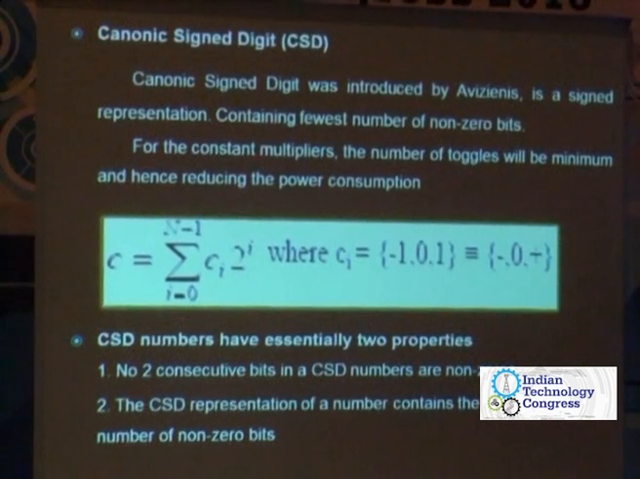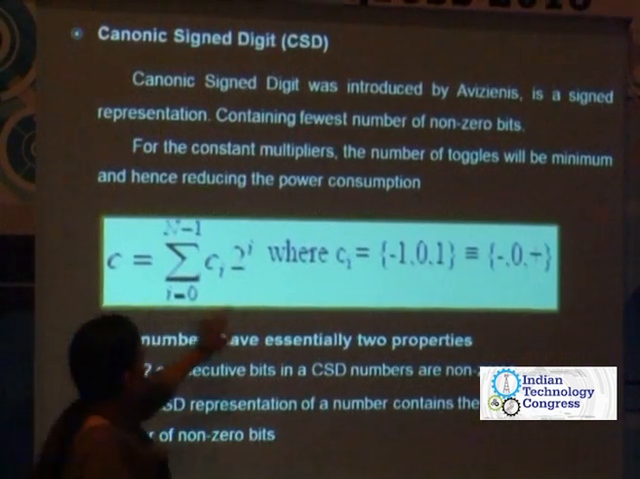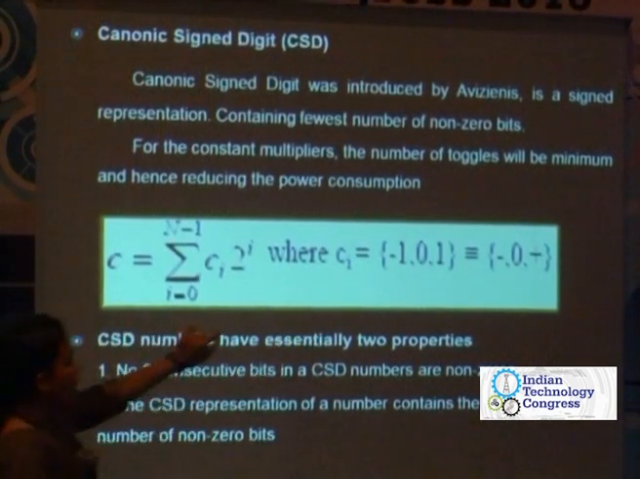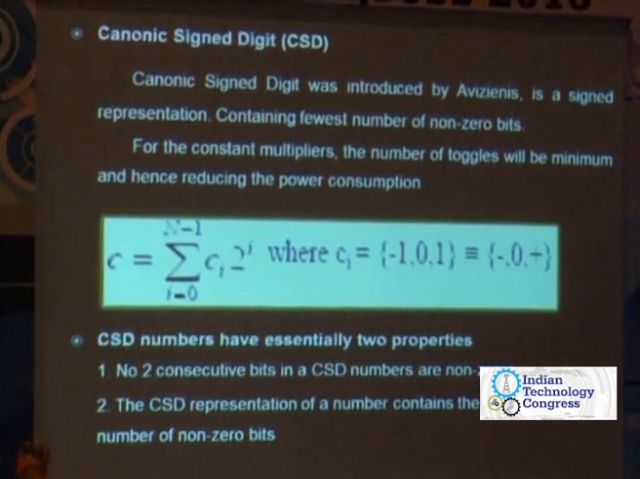And this is the canonic signed digit representation. This was introduced by Avizienis, and there are two rules in CSD. One is that the number of consecutive bits are not non-zeros, and the second is that it will have the minimum number of non-zeros. Especially in canonic signed digit representation, we reduce the 8-bit or 16-bit data into only 3 or 2 bits. For example, it can be represented as -1, 0 or 1, or it can be represented as +1, 0 or -1. So this reduces the number of multiplications.